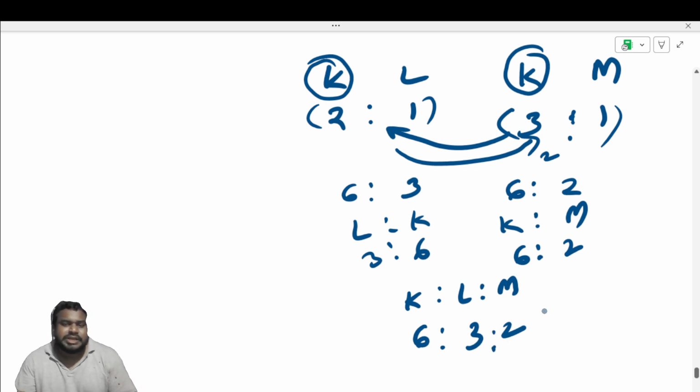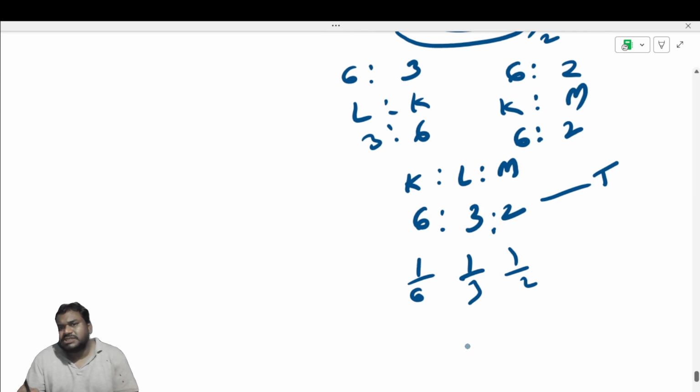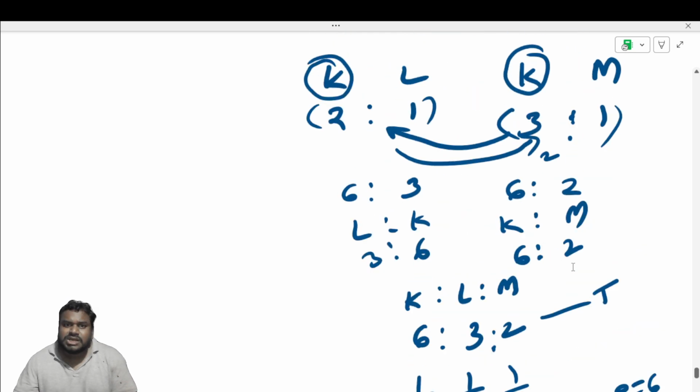So once you have the ratio, this is for time taken. The efficiencies would obviously be the reciprocal. So 1 by 6 is to 1 by 3 is to 1 by 2. Now the LCM is 6, and it would be 1 is 2 is 3. So these are the efficiencies. If they are working together, the efficiency becomes 6.